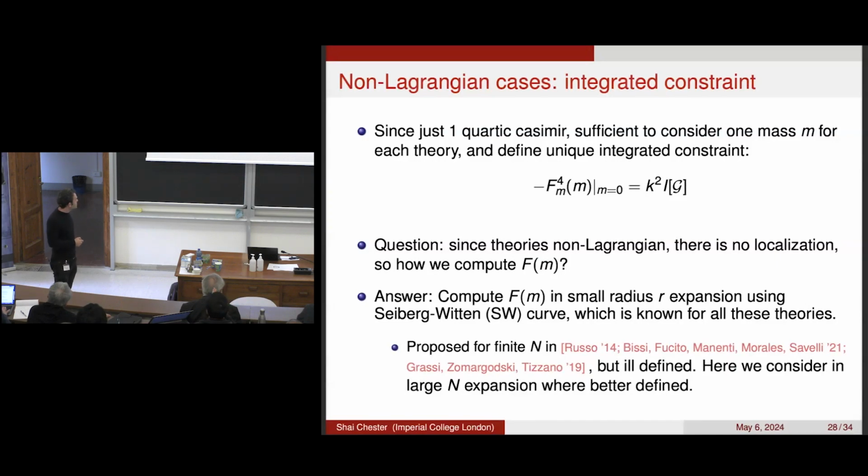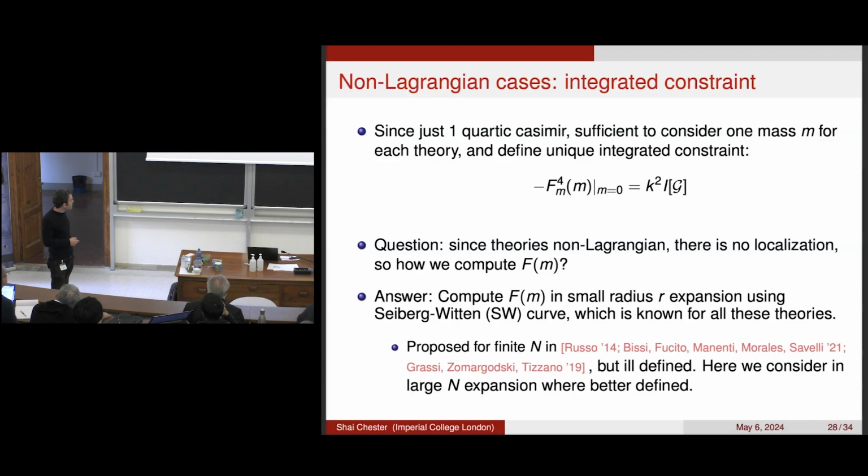So already 10 years ago, Rousseau had proposed that for finite n, there should be some way of computing sphere free energies from the Seiberg-Witten curve using a small radius expansion. And this idea had been used in various follow-up papers. The problem, though, is that at finite n, this proposal actually is not well defined, as you'll see in the next couple slides, because the quantity you get for the small radius expansion is actually divergent. And so this was kind of a problem with these previous papers, which is why they only gave very heuristic results.